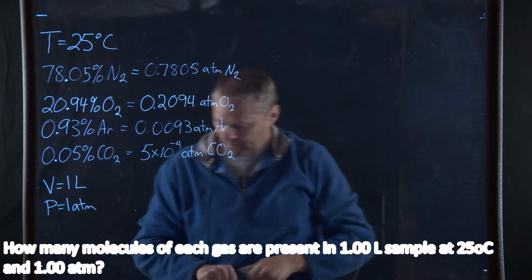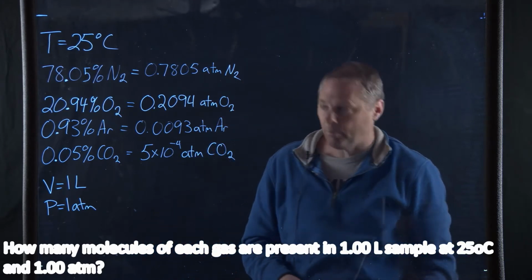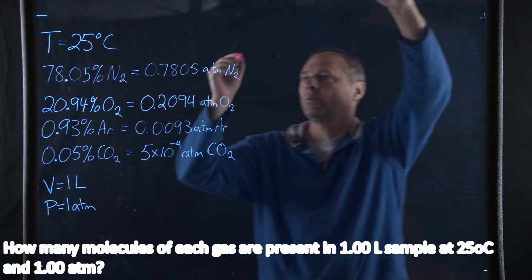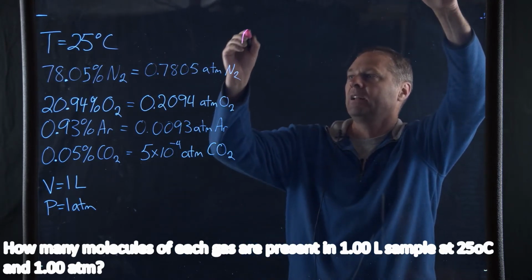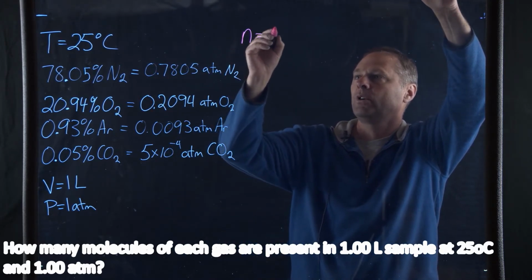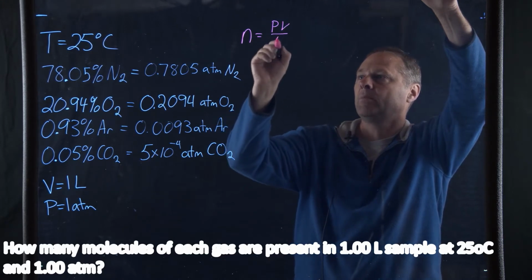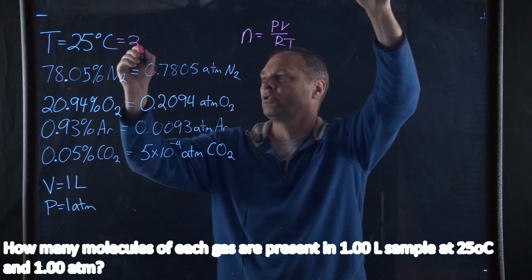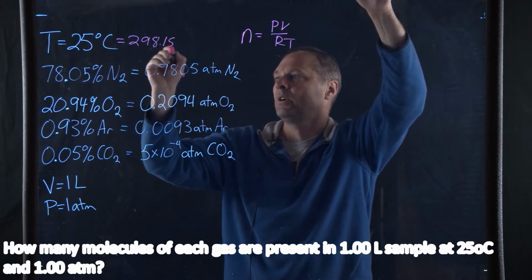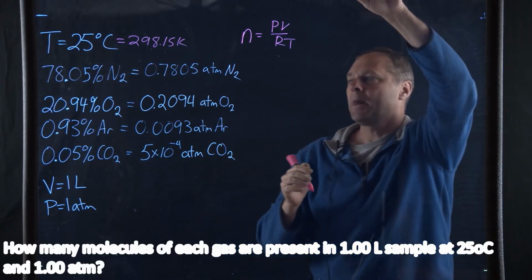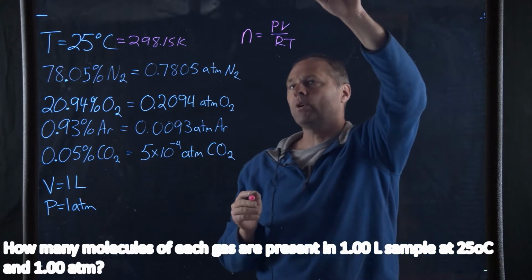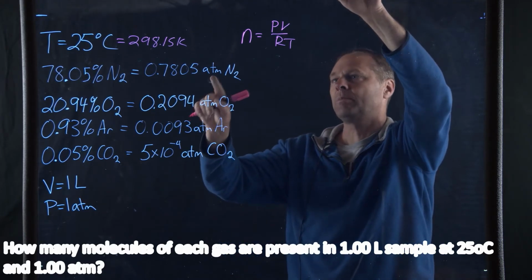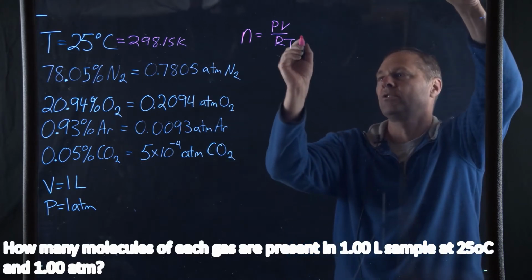Now, in order to determine the number of moles, we're going to use n is equal to PV upon RT. Now our temperature here is going to be 298.15 Kelvin. And what we're going to do now is we have the pressure, so you simply plug in the pressure. So I'll do the nitrogen for you.